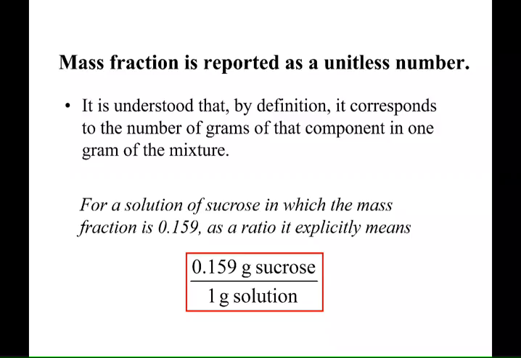So let's just say someone has a sucrose solution, and they say the mass fraction, and mass fractions will always be less than 1, is 0.159. We need to be able to unpack. We did a lot of unpacking in Chem 1. This is another way to unpack. When it gives you the mass fraction, that means in 1 gram of the mixture, in this case solution, you have 0.159 grams of the component, in this case sucrose.